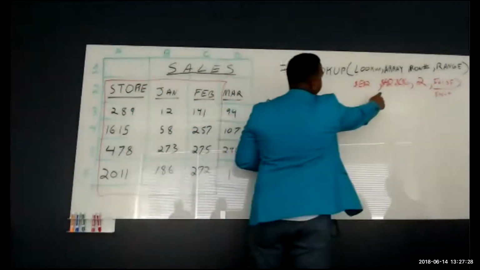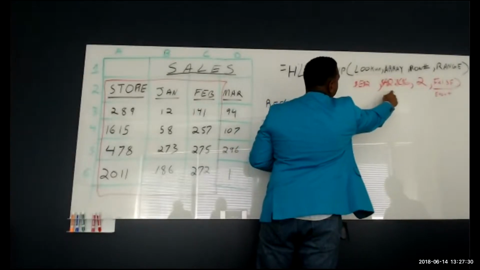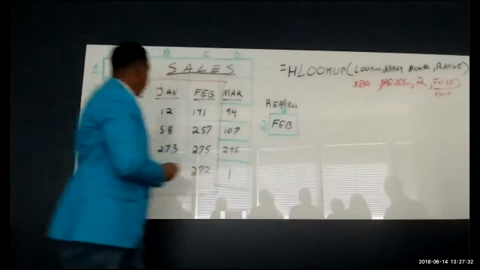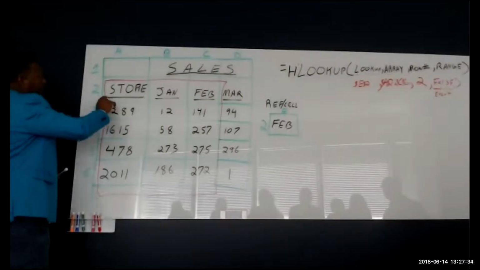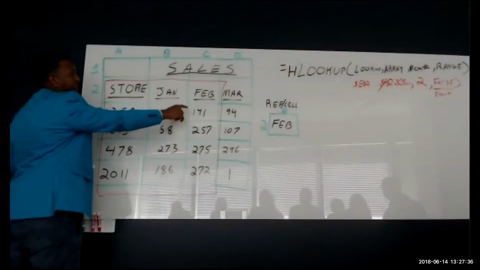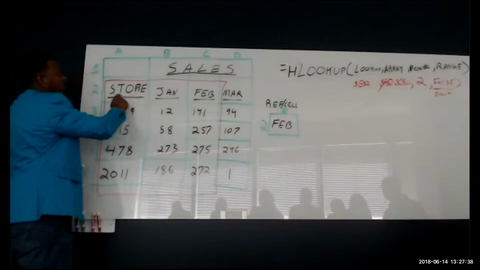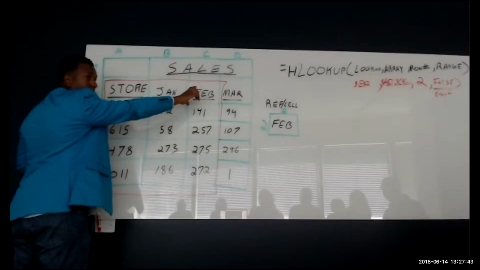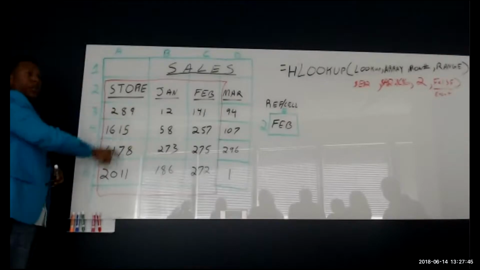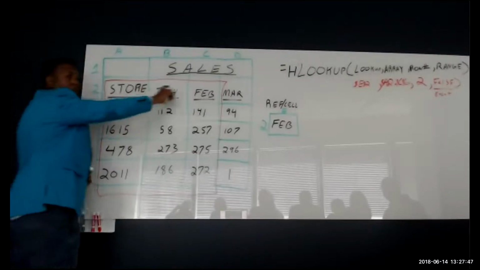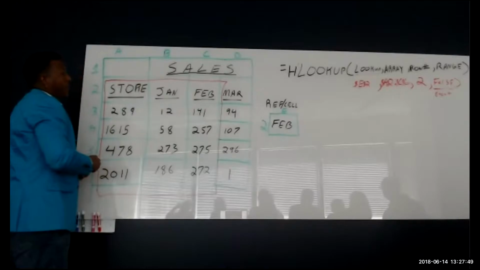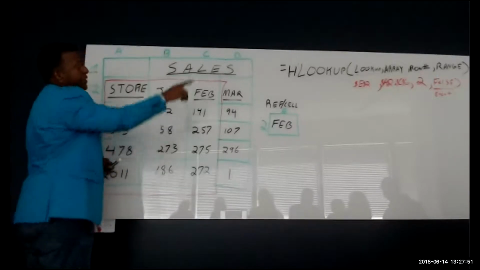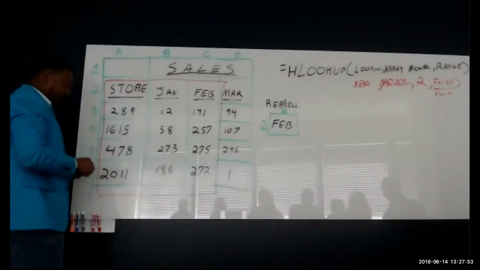Then the array, we're going to keep the same array from A2 to C6, which is our big red box right here. We're asking it to find February, so we need to make sure that February is in our topmost row. Just like on a VLOOKUP where it was our far left column, we need the topmost row, okay? So February is there. Then the row number.